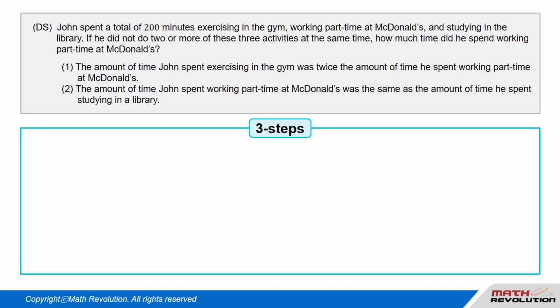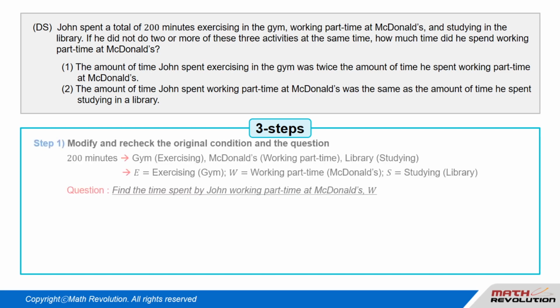Let's apply the 3 steps suggested previously. Follow the first step of the variable approach by modifying and rechecking the original condition and the question. You should never solve this question as suggested by the official guide. If you do, it will take you 62 minutes to do only 20 questions. Then, you have to prepare for the next exam as soon as you get out of the test site.